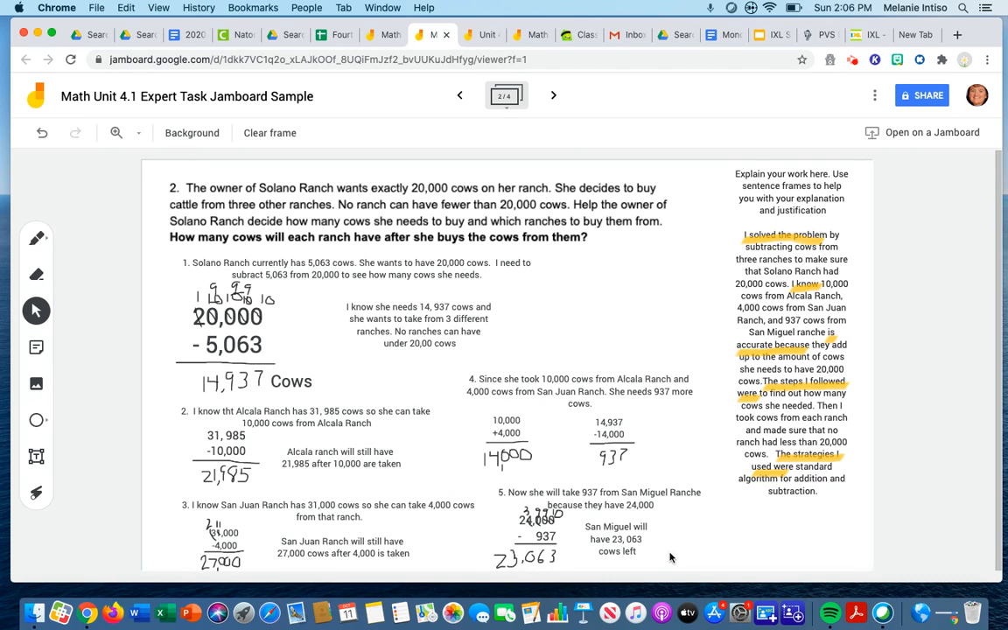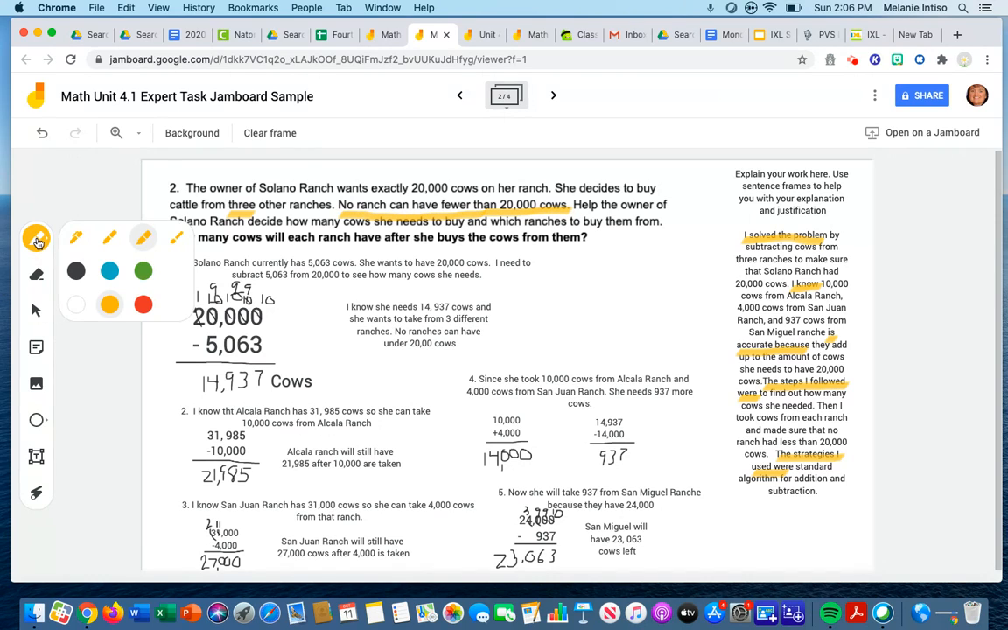Problem 2 is a little more complicated, and there were a lot more steps to it. So it says the owner of the Solano Ranch wants 20,000 cows on her ranch. She decides to buy cattle from 3 other ranchers. So this part right here is important to know: you have to take from 3 ranches. Another important part is that no ranch can have fewer than 20,000 cows in it.